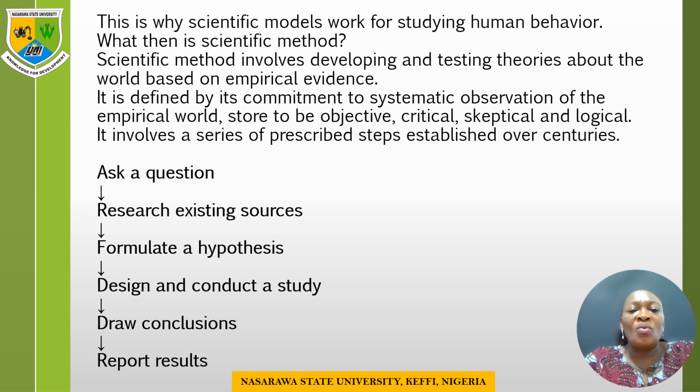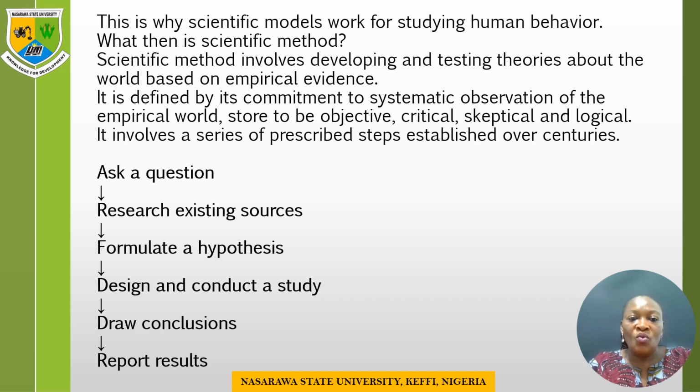When is it scientific? What then is scientific method? Scientific method involves developing and testing theories about the world based on empirical evidence. It is defined by its commitment to systematic observation of the empirical world, sought to be objective, critical, skeptical, and logical. It involves a series of prescribed steps established over centuries.